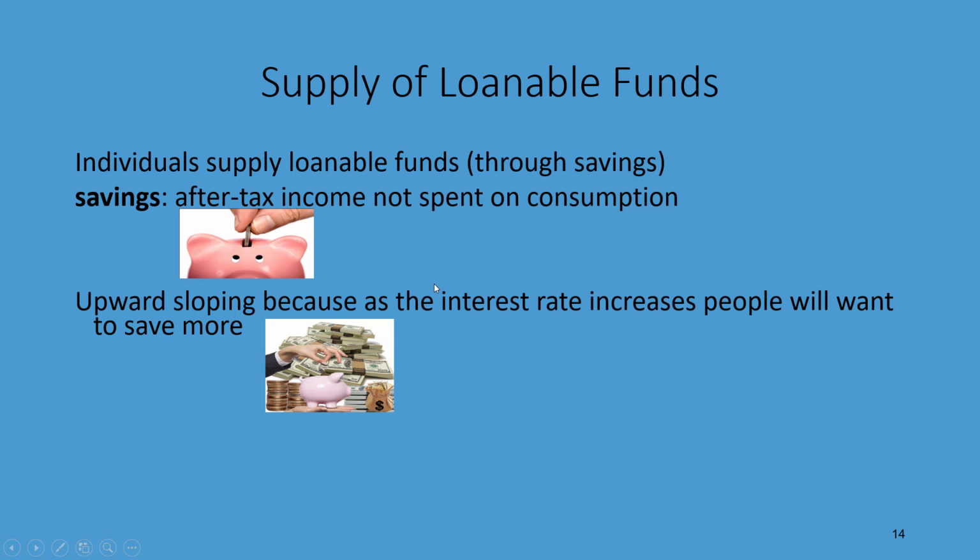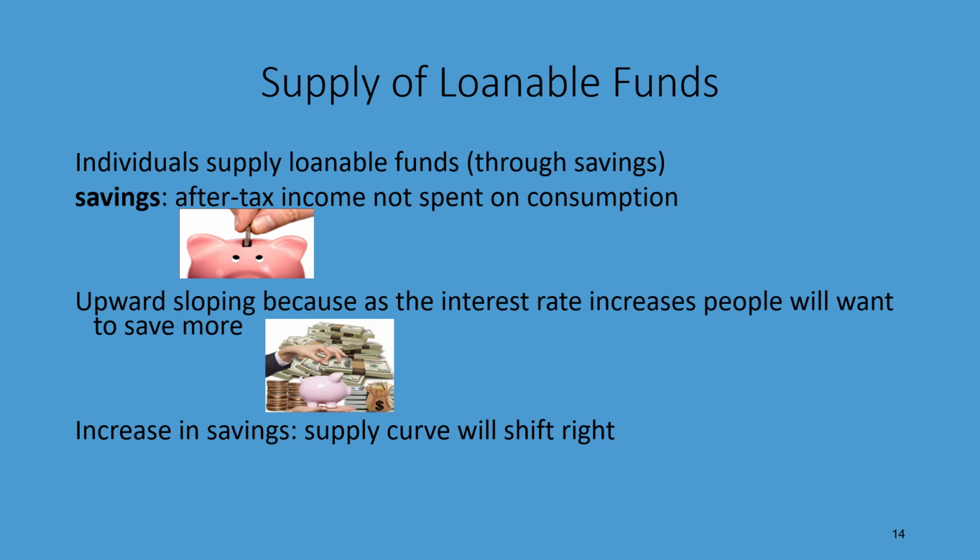Now, the reason why your supply of loanable funds is upward sloping is because you tend to want to save more when the interest rates are higher, because that means the bank's going to pay you more money for having money in the bank. If the interest rates are really low, that means the bank's not giving you as much money for putting money in the bank, so you might want to save less. So there's a direct relationship between the amount you want to save and the interest rates that you're going to get paid for saving.